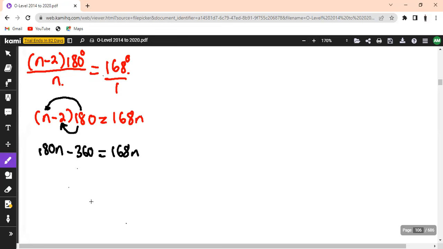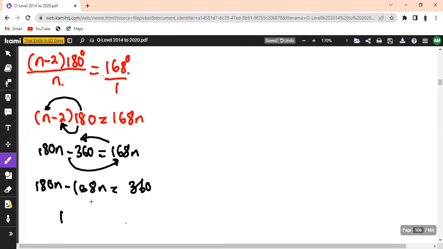So collect like terms. Now we can transpose this to the left-hand side. It's going to be 180n minus 168n, which is equivalent to 360. If we transpose this to the other side of the equation, it's going to be a positive. So 180 minus 168 is going to be 12n. So this is 12 here, n, which is equal to 360 degrees.